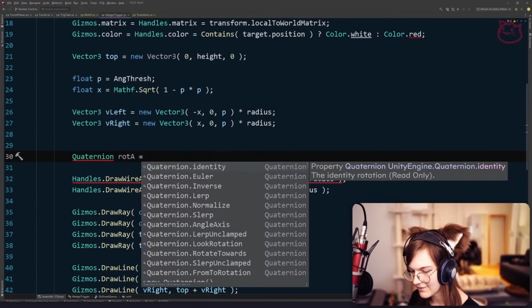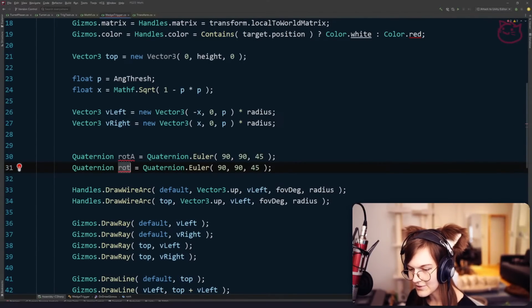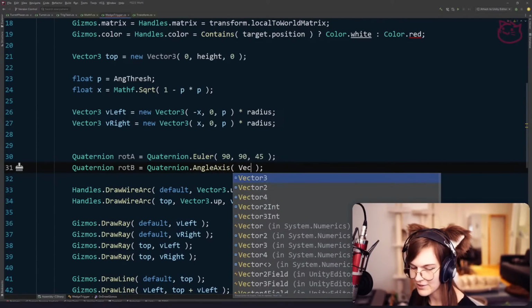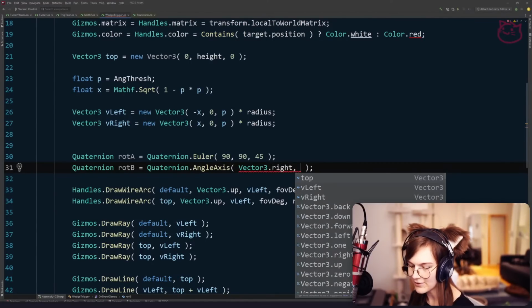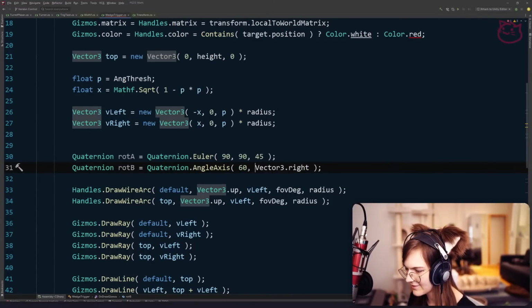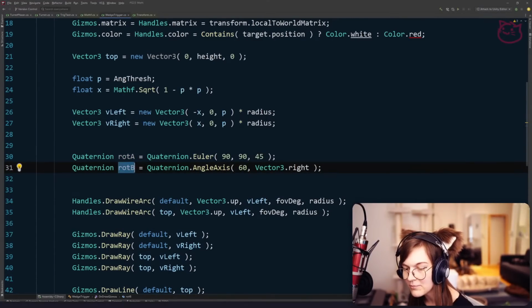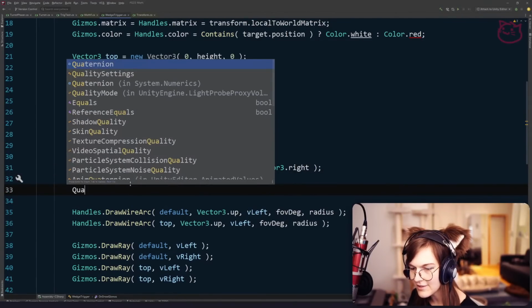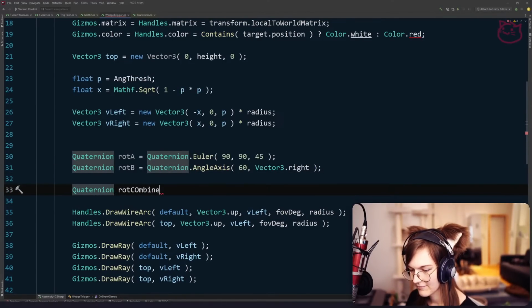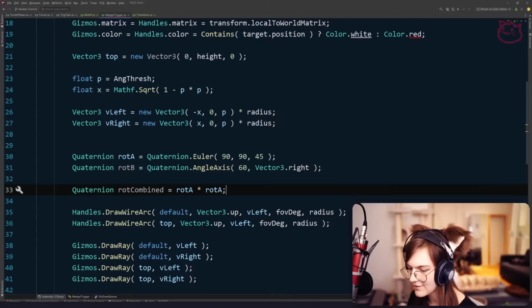So if you have a rotation, maybe we do Quaternion.Euler. Maybe this is the rotation we want. And then we have another rotation. Maybe we want to specify this one using angle axis. So I want to do Vector3.right, and I'm going to rotate like 60 degrees around that. And then I want the rotation that represents the combination of these two. Then we can do that by multiplying them together. So rotation A multiplied by rotation B.